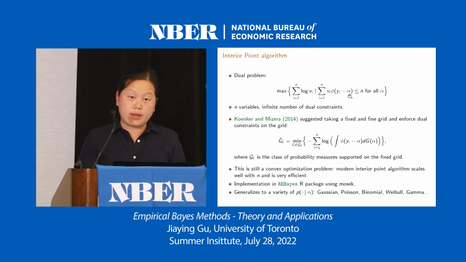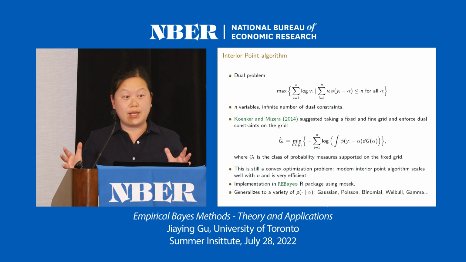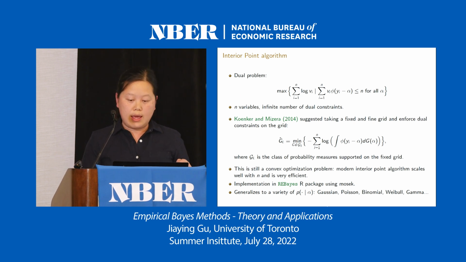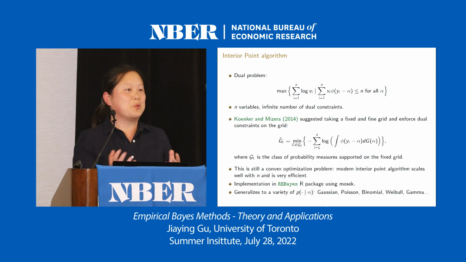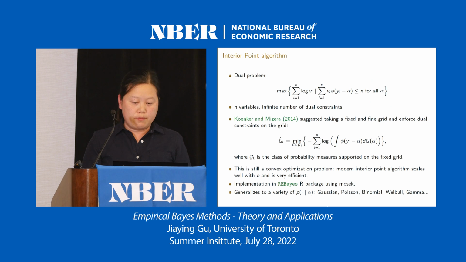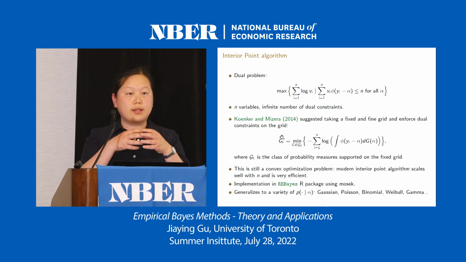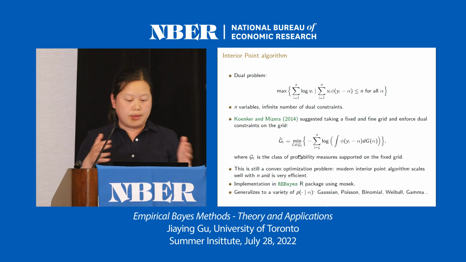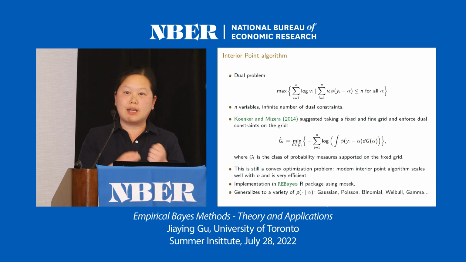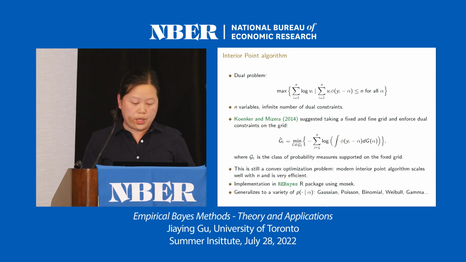Okay? Now, the trick used in Koenker and Mizera 2014 is to suggest that we can take a fixed and refined grid for the support of alpha and enforce the dual constraints only on the grid. Pretty much how you would bring an infinite dimensional problem to the computer, right? You take a grid, and then basically this gives an approximation of the non-parametric MLE. So here we optimize within the probability measures on the fixed grid. And this turns out to be, again, a convex optimization problem. Since it's convex, you're going to get a unique solution, and you don't need to randomly start from different places and all that. And modern interior point algorithms scale very well with sample size n and are very efficient. And that's what we use in the R-based package.